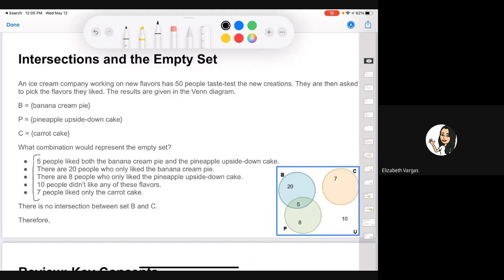And so basically what this is just showing you is that you can use these Venn diagrams to calculate information about the similarities between sets individually, and kind of just make determinations about that. So for example, 5 people liked both banana cream pie and pineapple upside down cake. That is represented by this number right here. So I could determine that from this Venn diagram. So you can make all these different conclusions from these Venn diagrams about the relationships between these 3 different types of flavors that they tried out. Okay. So that's what we're going to be able to do as we progress through this unit.